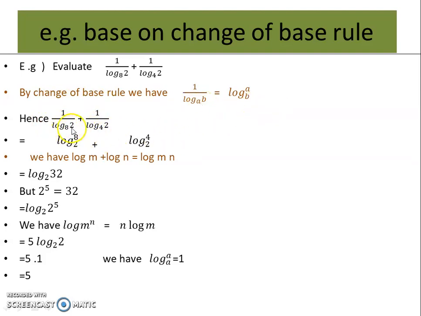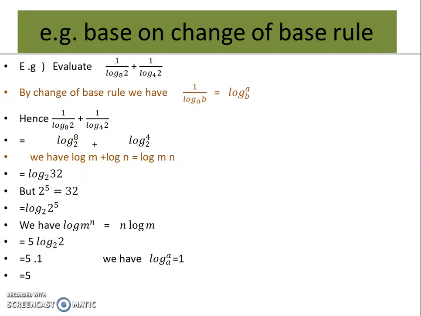So it goes to interchange. So we derive log 8 to the base 2 plus log 4 to the base 2. We have log m plus log n is equal to log of m into n. So it is equal to log 32 to the base 2. How do we derive the 32? We know that 8 into 4 gives the value 32.